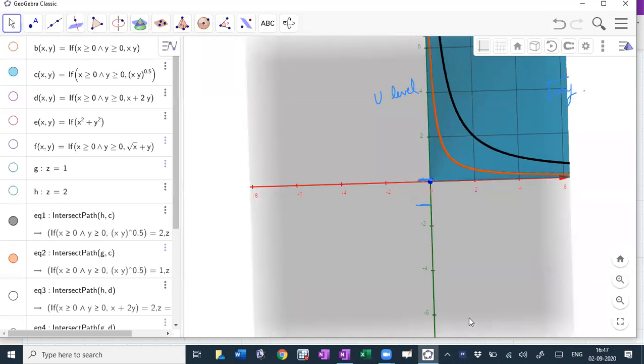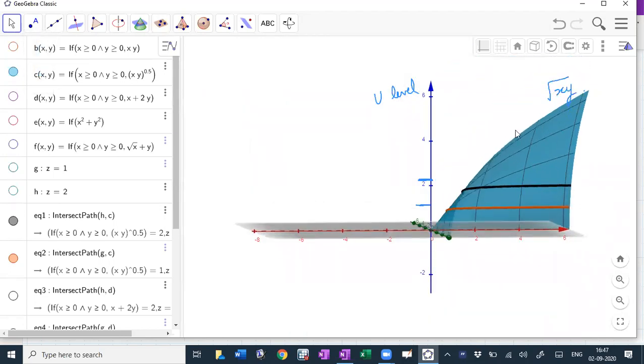One second. Yes, Oishika, you had raised your hand. Ma'am, are you showing this with respect to all the functions that you have written down on the previous? This one is for root xy. When I change the function, the indifference curve will also change. Okay. Does that answer your question? Yes.